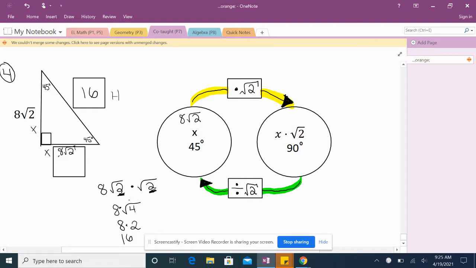Remember, if you don't know how to simplify this in your head, you can always do your birthday cake.